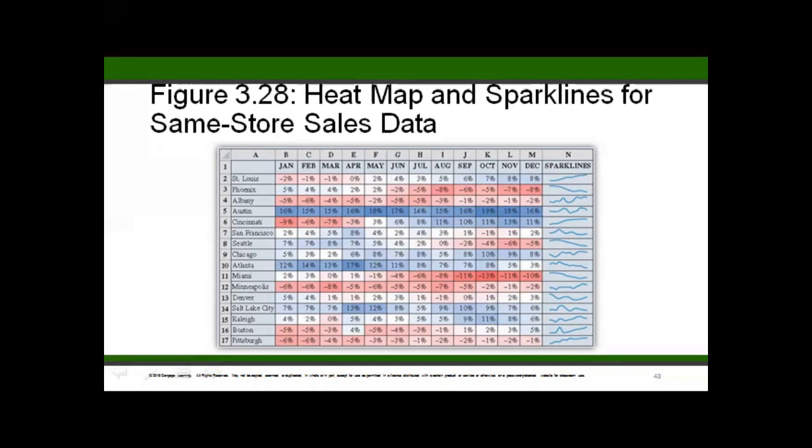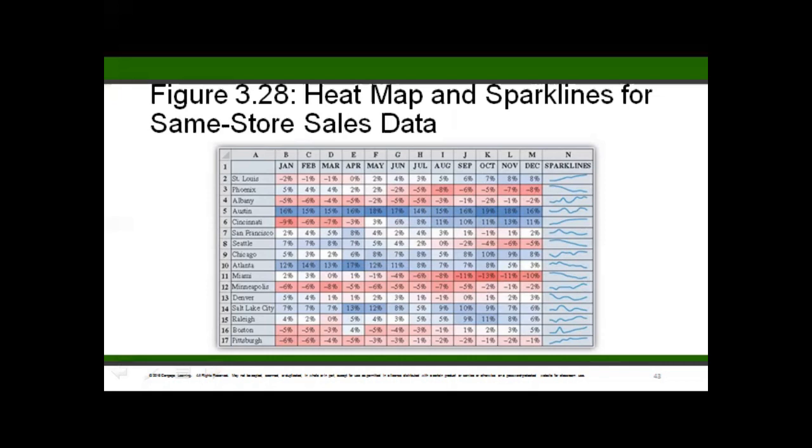To add the spark lines in column N, we use the following steps. Step 4, select cell N2. Step 5, click the Insert tab on the ribbon. Step 6, click Line in the Sparklines group. Step 7, when the Create Sparklines dialog box opens, enter B2:M2 in the Data Range box. Enter N2 in the Location Range box and click OK. Step 8, copy cell N2 to N3:N17.